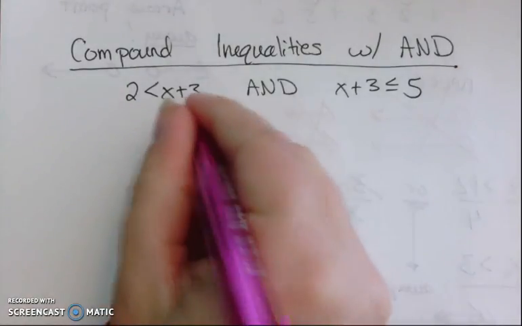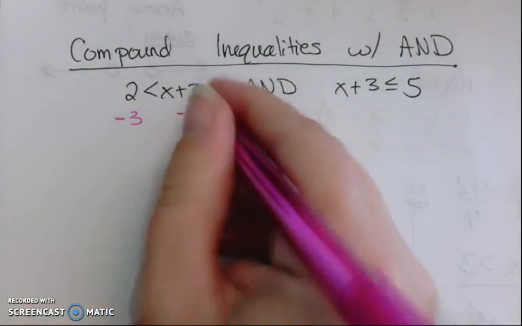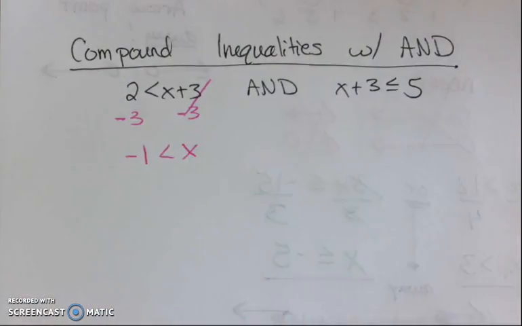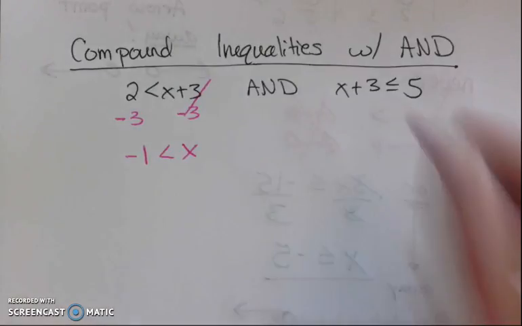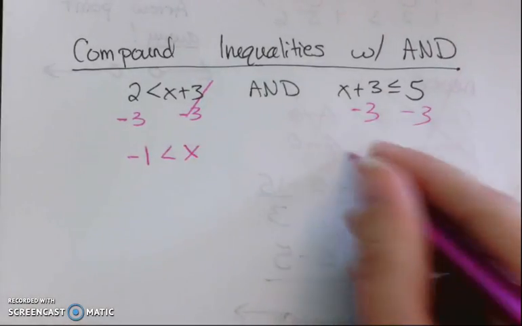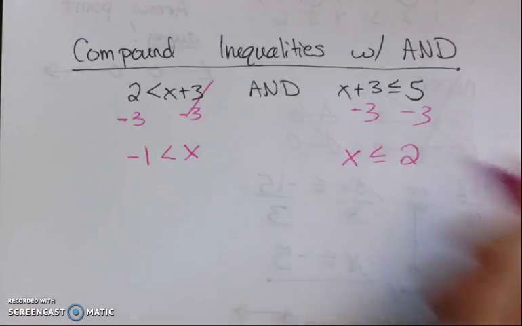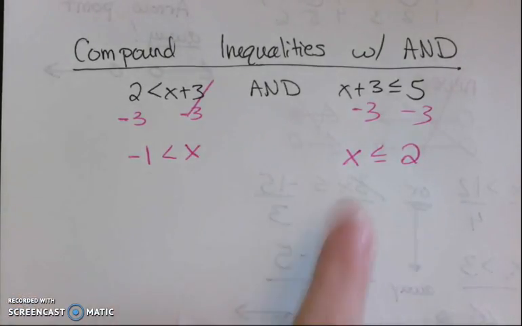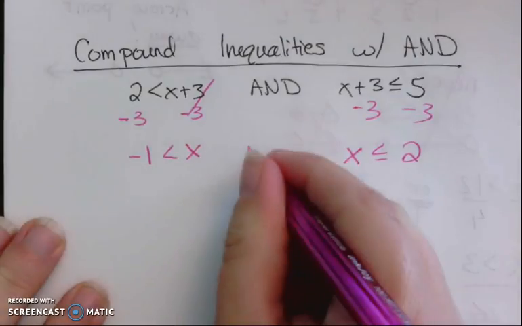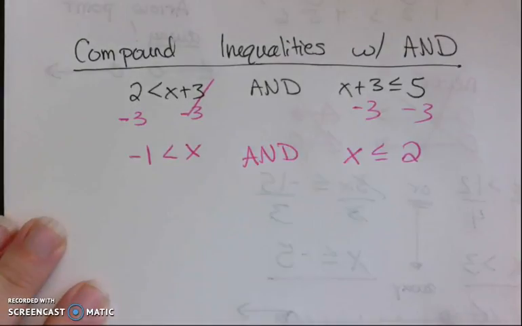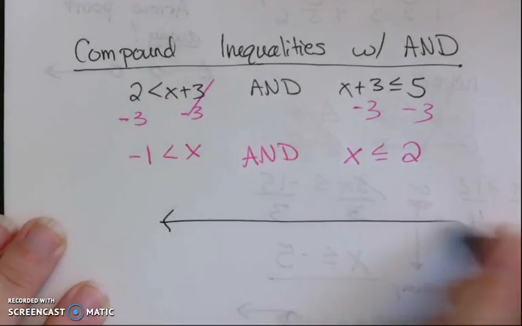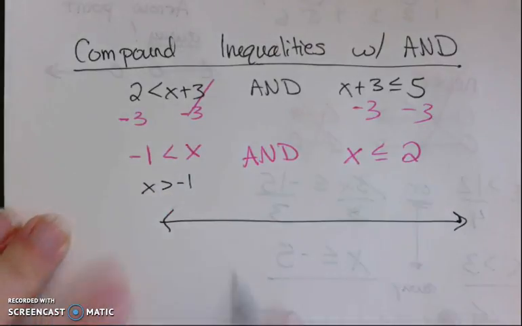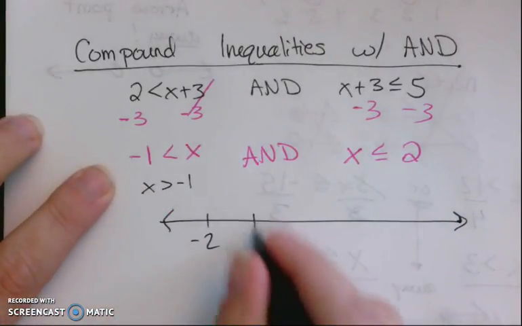So right here we subtract 3 from both sides. Negative 1 is less than x. And don't flip that around yet. And here we subtract 3. So this is x is greater than negative 1 and x is less than 2. So what's going to happen here, if you want to flip this around now, you can. So negative 1 and 2. Alright, so make my number line.